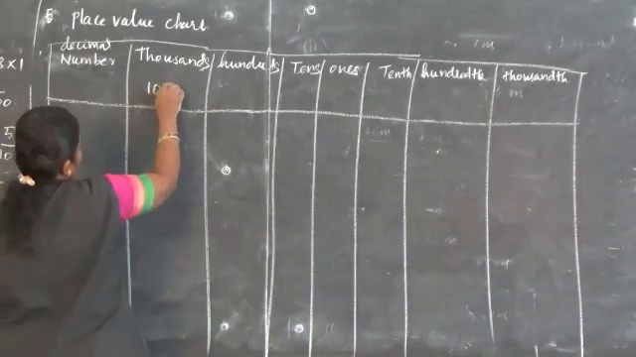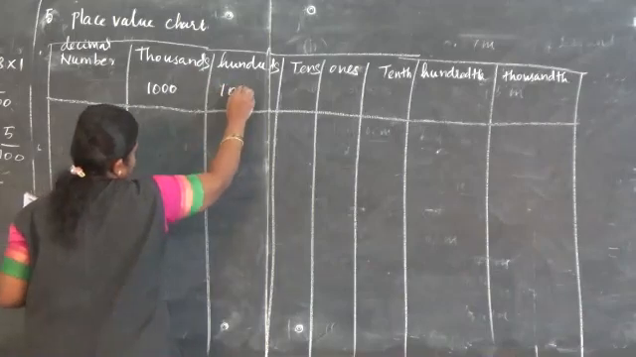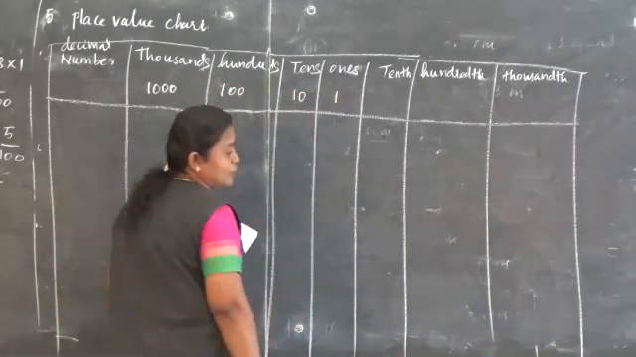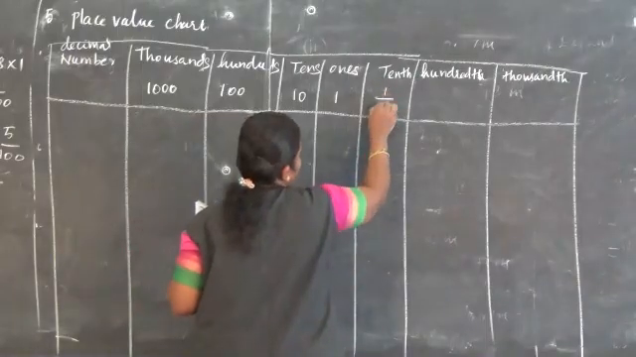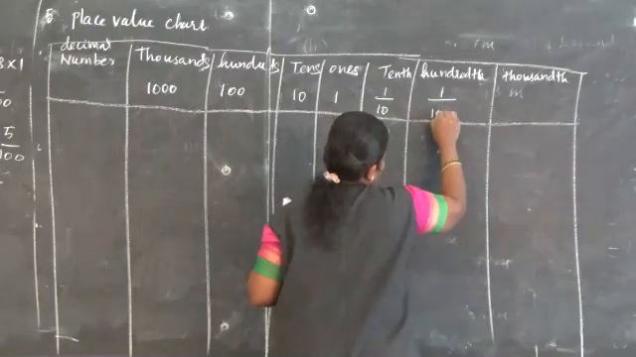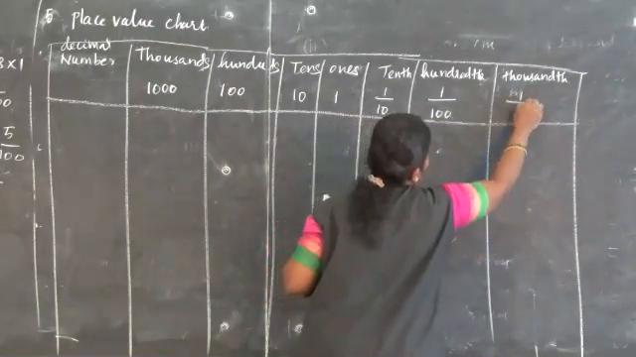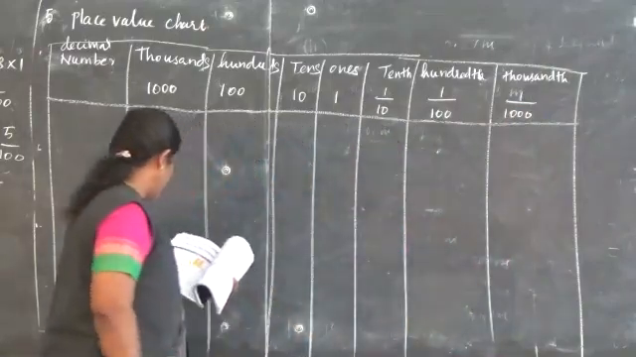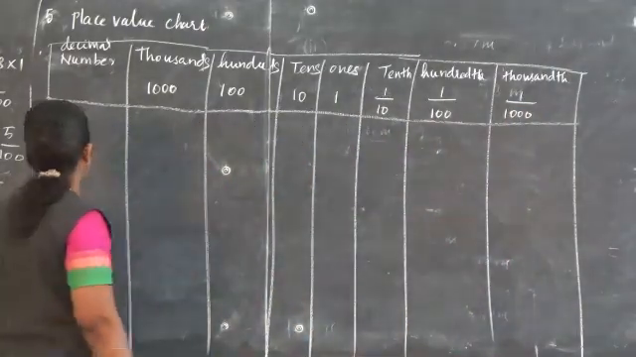Thousands, here 1000, for hundreds 100, tens 10, ones 1. What about tenths? 1 by 10. What about hundredths? 1 by 100. Thousandths? 1 by 1000. This is the way we have to write. The first one is given to us.